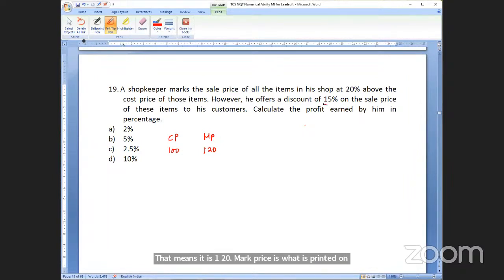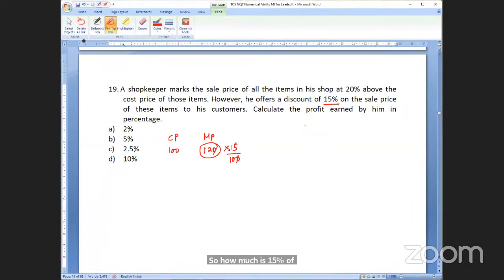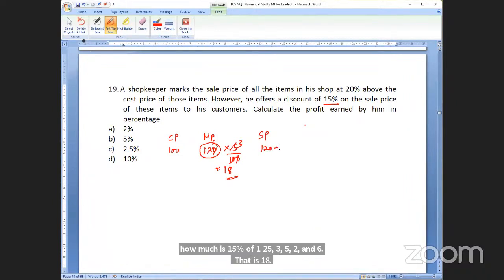However, he offers a discount of 15% on the sale price of these items to the customer. Now on 120, he is offering 15% discount. So how much is 15% of 120? 5, 3, 5, 2, and 6. That is 18 rupees. 18 rupees is the discount now. So that means selling price is 120 minus 18, that is 102.